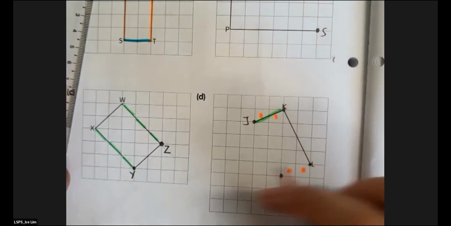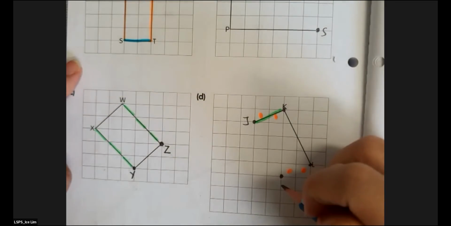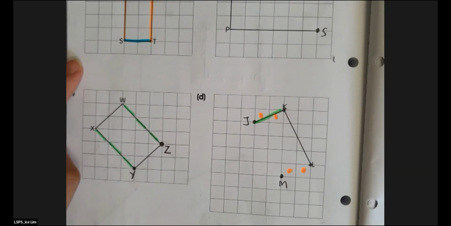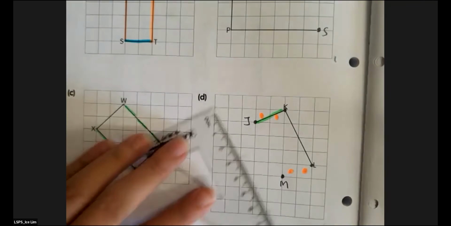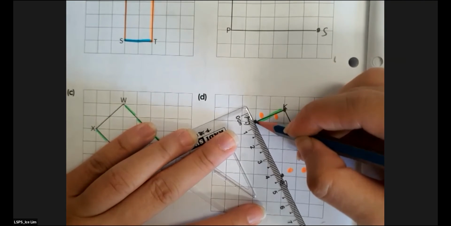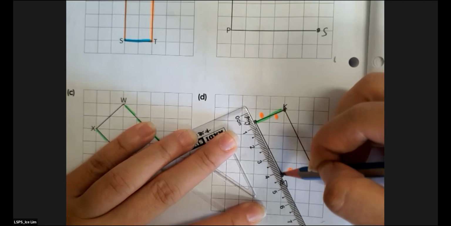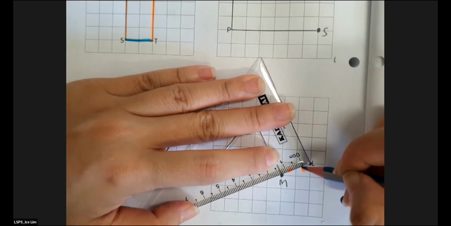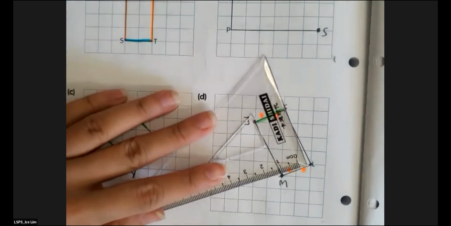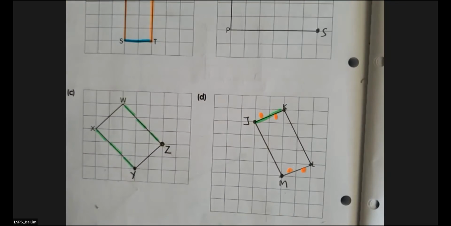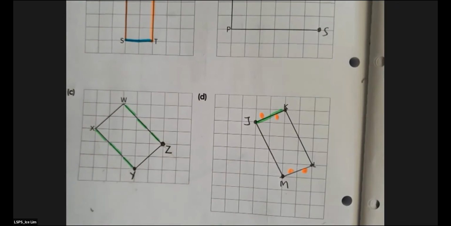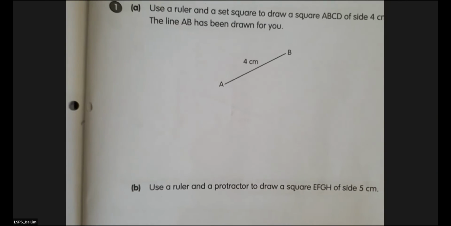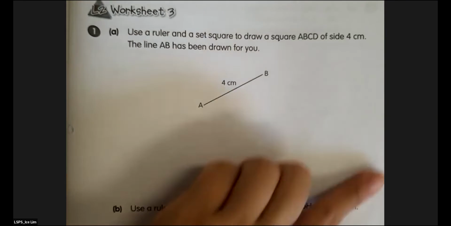JKLM or KLMN also can. Is that okay? Make sure your lines are straight and right angle. Okay, I can use my set square to check all the angles. Okay, can? All right, moving on. Remember to mark out the points. Okay, so the level 2 now is a blank space.